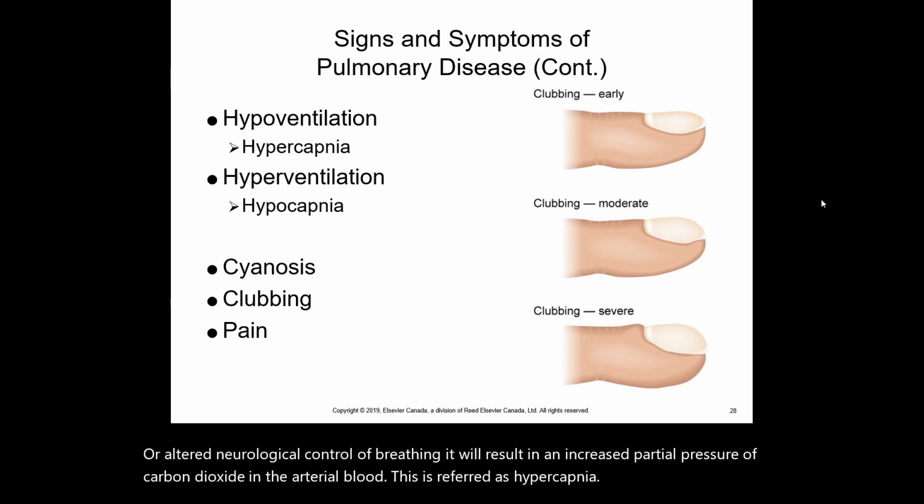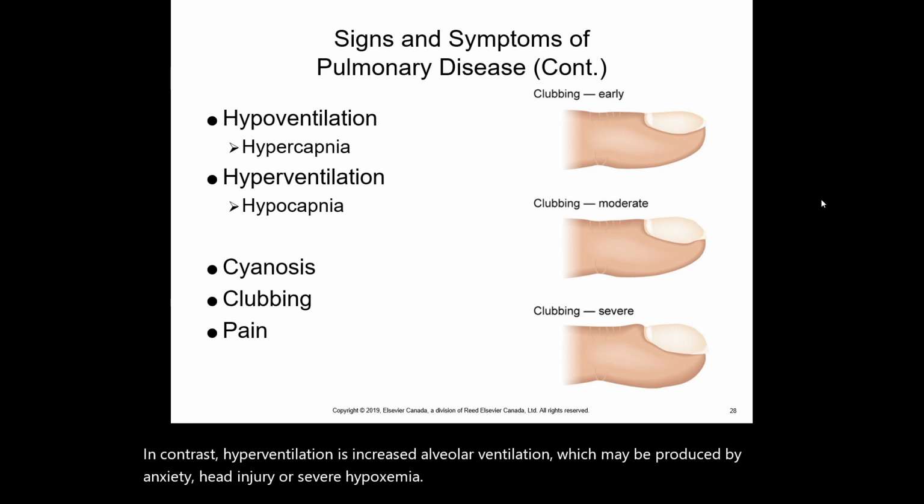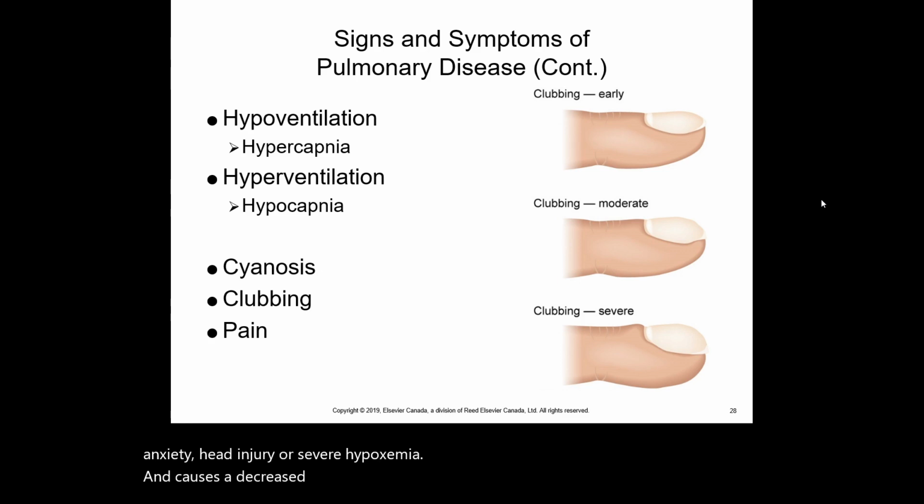In contrast, hyperventilation is increased alveolar ventilation, which may be produced by anxiety, head injury, or severe hypoxemia, and causes a decreased partial pressure of carbon dioxide, referred to as hypocapnia.